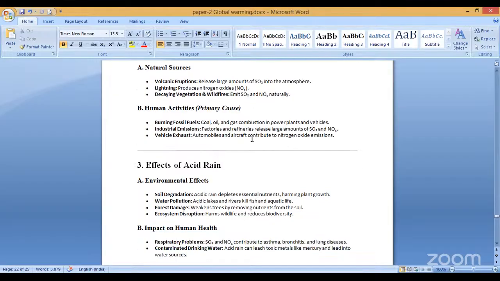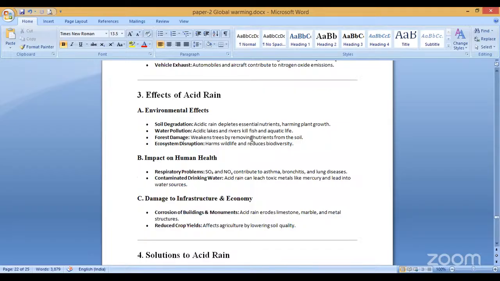Then coming to the third one, that is nothing but the effects of acid rain. Environmental effects. The first one is soil degradation. Acid rain depletes essential nutrients, harming plant growth also.